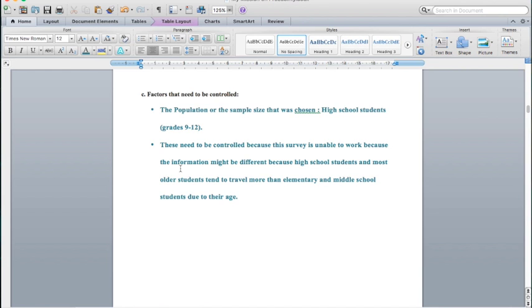I chose high school students grade 9 to 12, and I think this needs to be controlled because, as a high school student, I know that older students, which is us, I chose the older students because I am quite sure that they have more freedom than elementary and middle school students. Older students tend to travel more, and their parents let them do whatever they want more and make them experience more due to their age and maturity.